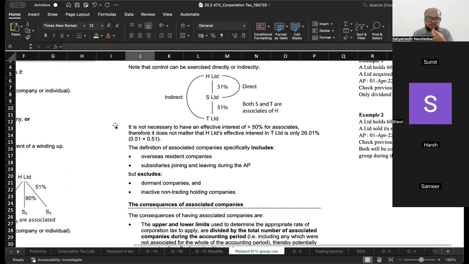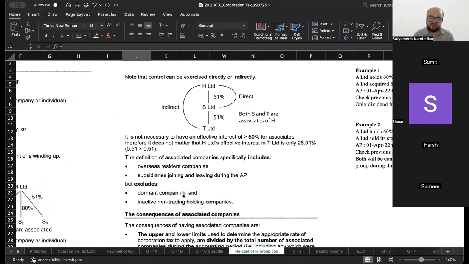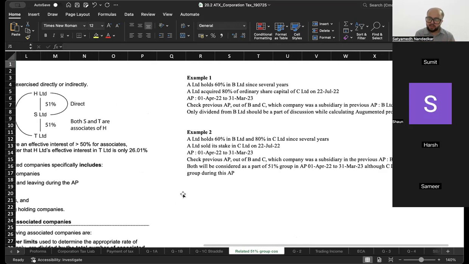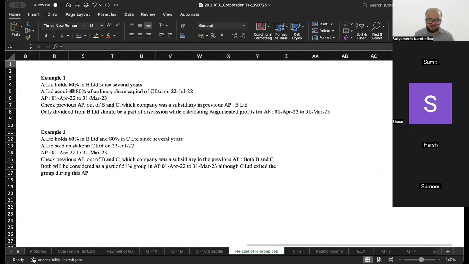Okay. It is not necessary to have an effective interest of 50% for associates. Therefore, it does not matter that H Limited's effective interest in T Limited is only 26.01%. The definition of associated companies specifically includes overseas resident companies, and subsidiaries joining and leaving the group during the AP, but does not include dormant companies and does not include inactive non-trading holding companies. Okay, have a look at this once. Look at example 1 and 2. I'll increase the size.